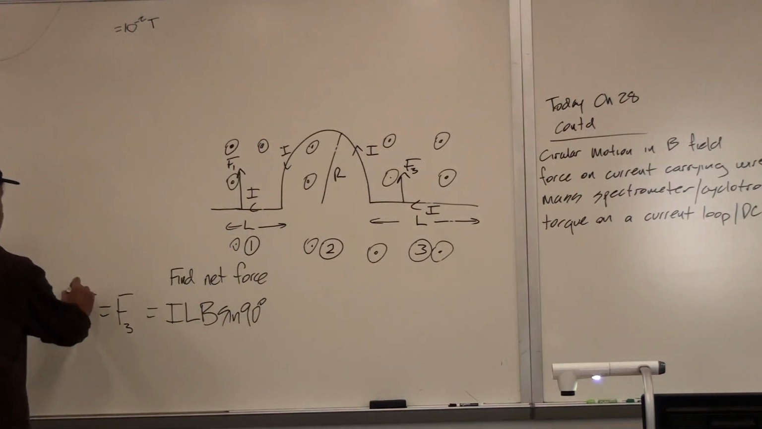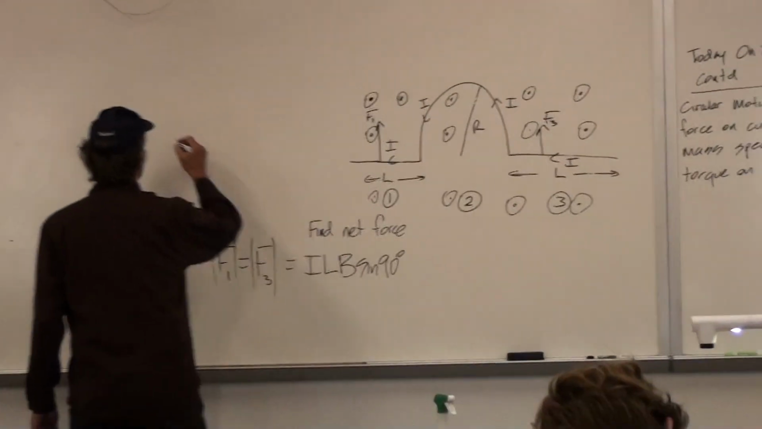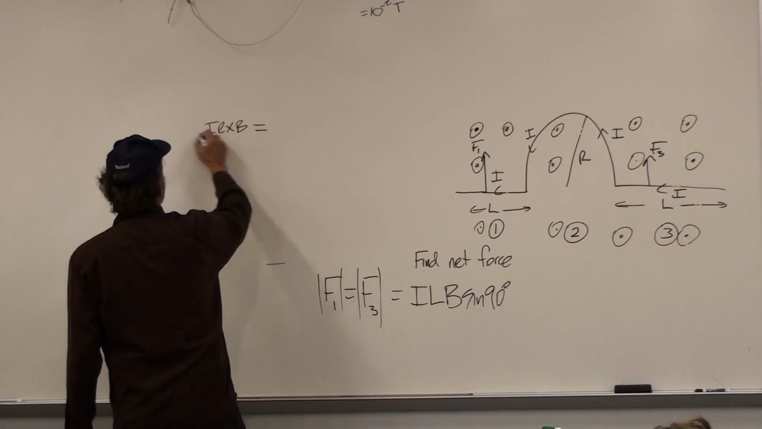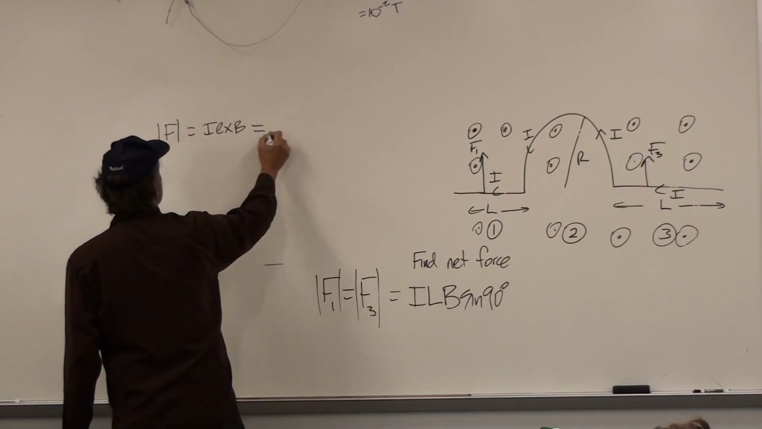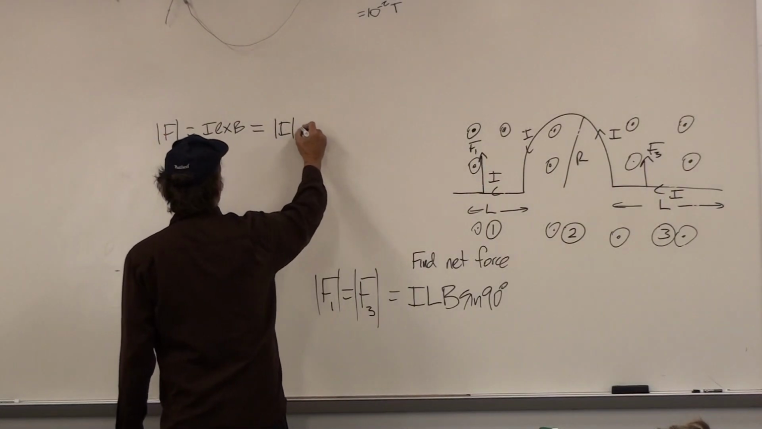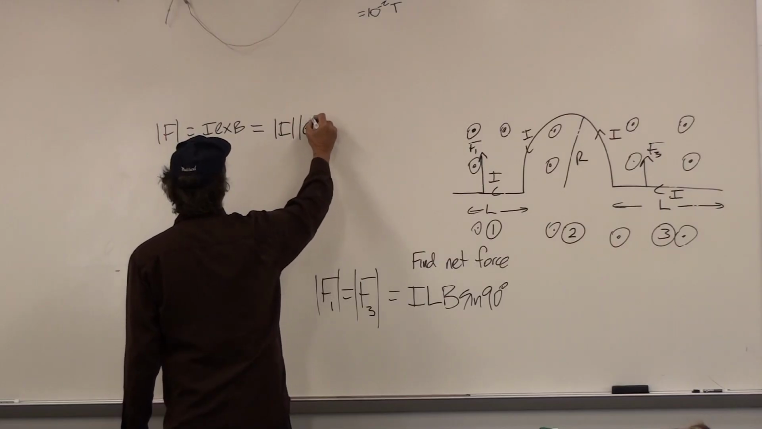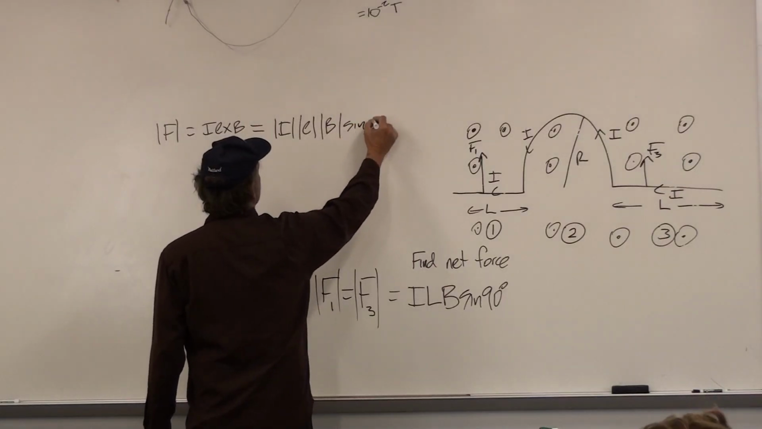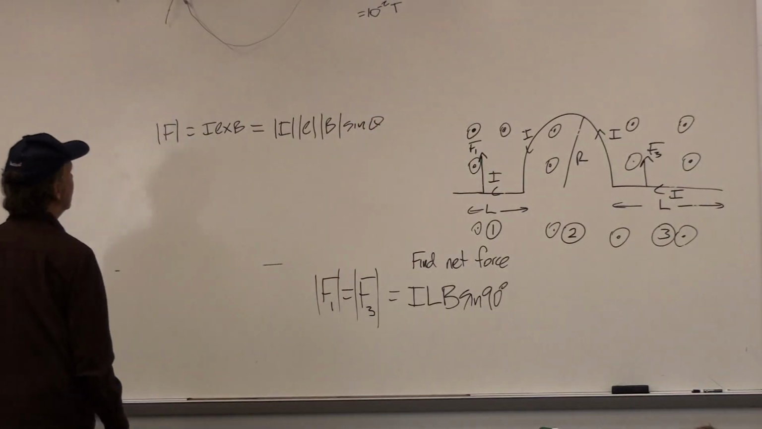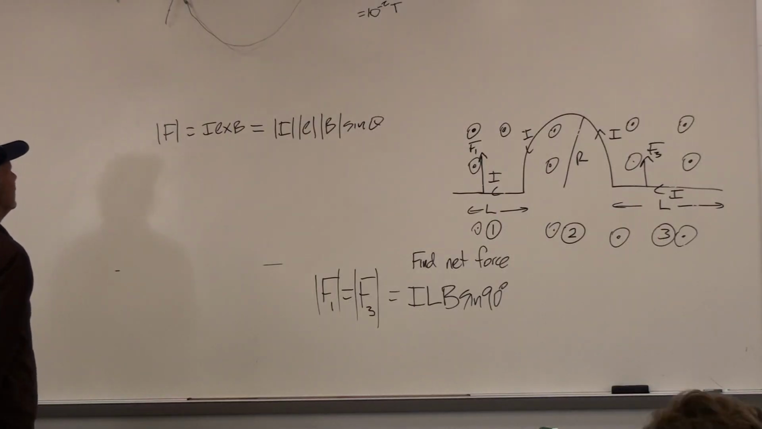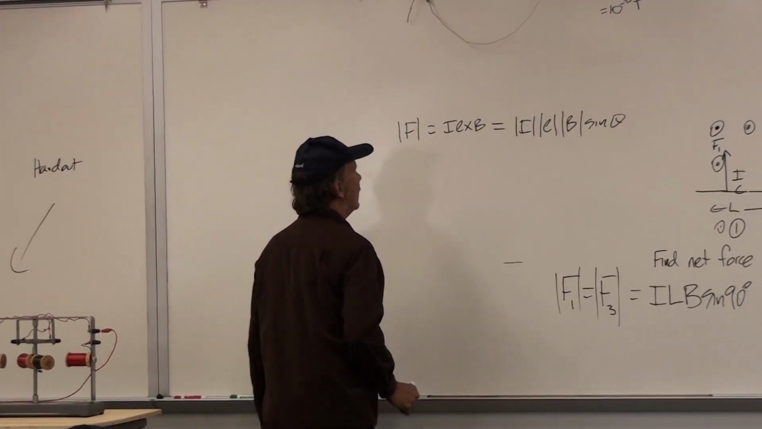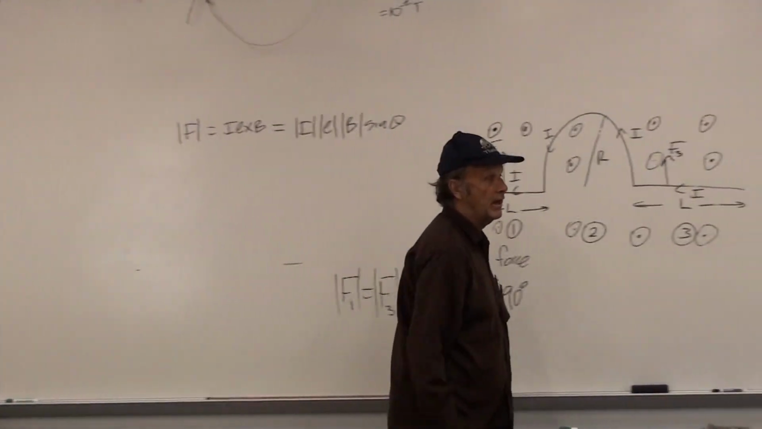Remember, that's our vector cross product in terms of its magnitude. In general, I, L cross B has a magnitude. It's equal to the magnitude of I times the magnitude of L times the magnitude of B times the sine of the angle between. Okay, and so we just take the magnitudes of all of those, and then we multiply it by the sine of the angle between them. And that's our definition, if you recall, for a vector cross product.